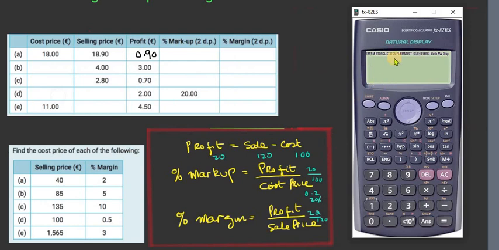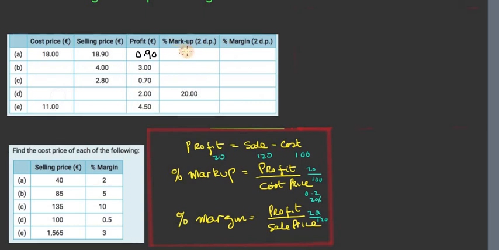So profit gives me 0.9 divided by the cost price, 18. That's 1/20. Hit the SD button to give me a decimal: it's 0.05. Multiply it by 100 if you like. You don't have to do this; you can just move the decimal place up twice. And that's going to give you 5%.